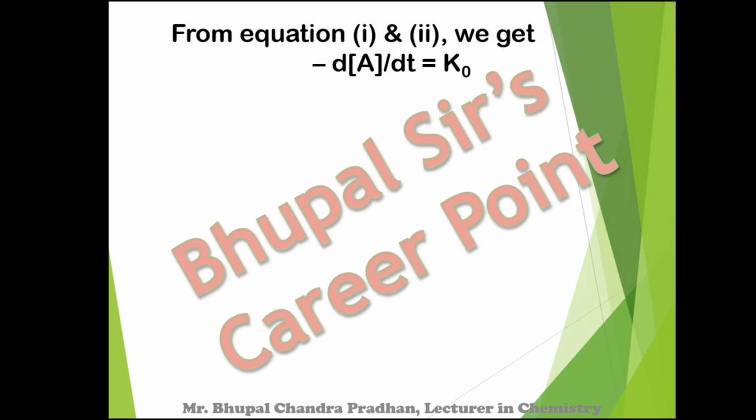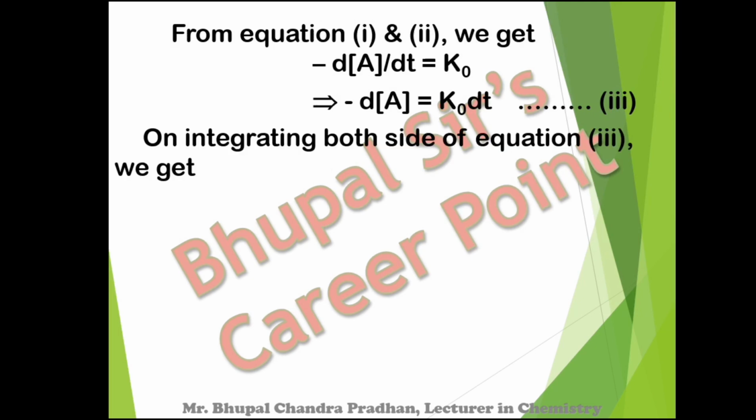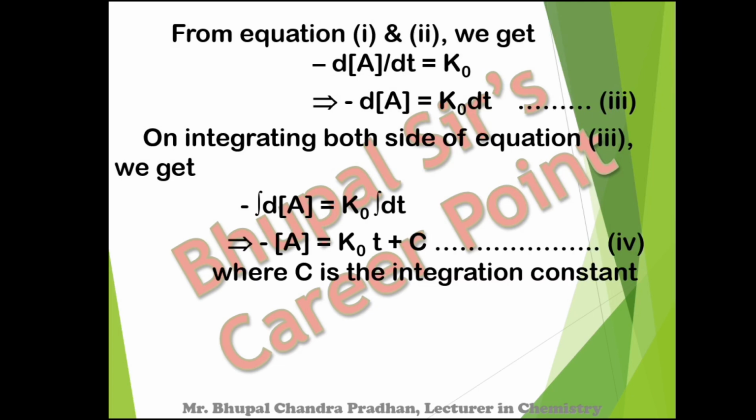Now rearranging this equation, we can write minus dA is equal to K0 dt. Let it be equation number 3. By integrating both sides of equation 3, we get integration of minus dA is equal to K0 into integration of dt, as K0 is constant, taking it outside the integration. The integration of dA is A, which implies minus A is equal to K0 t plus C, where C is the integration constant.